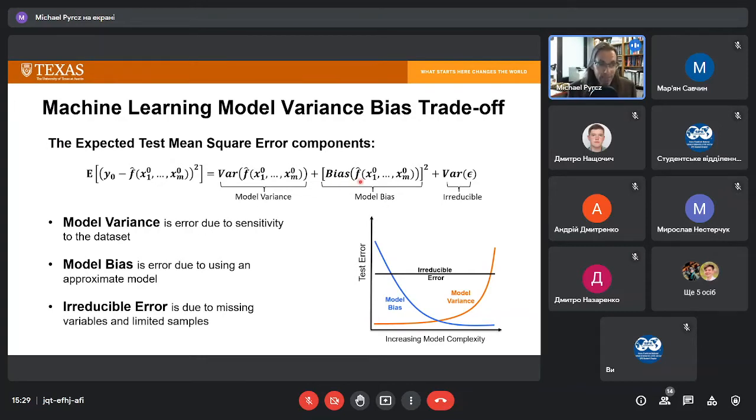Now they're additive, so we can add them together, but there's one more term we got to talk about, irreducible error. Irreducible error is due to missing variables or features, missing data, limited sampling. Now let me ask you this, in the subsurface, do we ever have enough data?